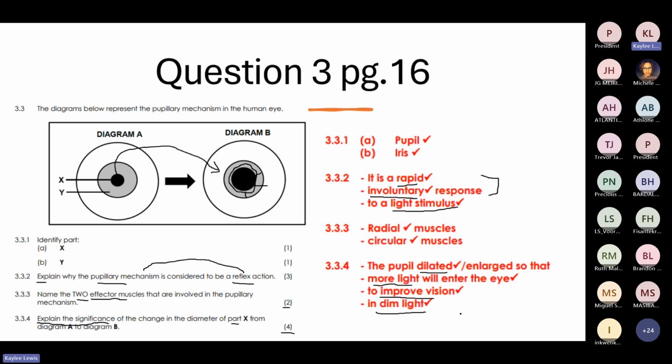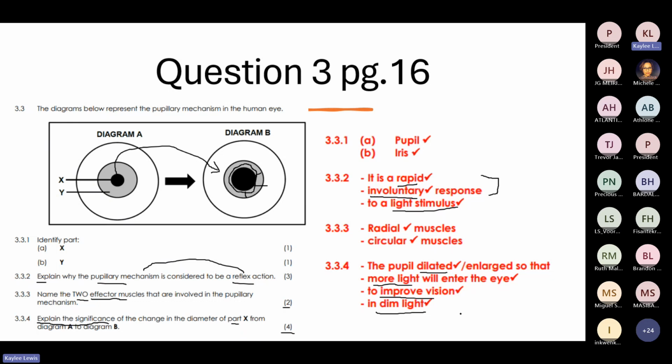So that's why I said it's very important you read in that question carefully. If you describe pupillary mechanism, you most likely will only get 2 marks. You didn't then describe why it is important that it does dilate.